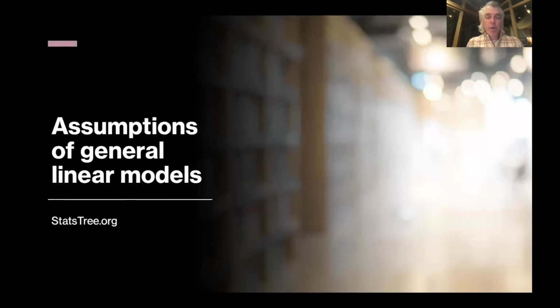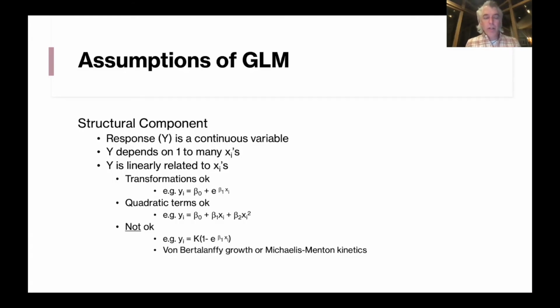Now, just like the other approaches that we've talked about so far, there are certain assumptions associated with general linear models that need to be met in order for our inferences to be appropriate. With general linear models, there are assumptions associated with the two different parts of the model. One is referred to as the structural part of the model, and the other is referred to as the residuals.